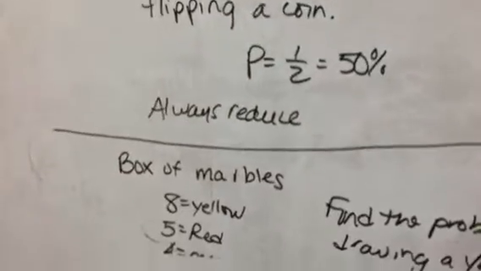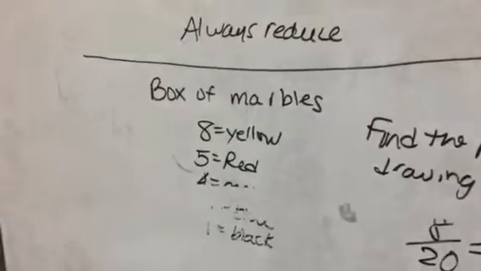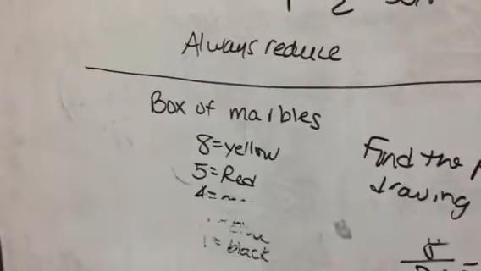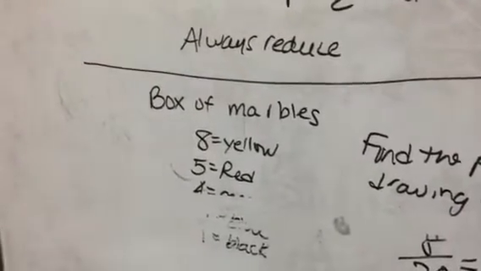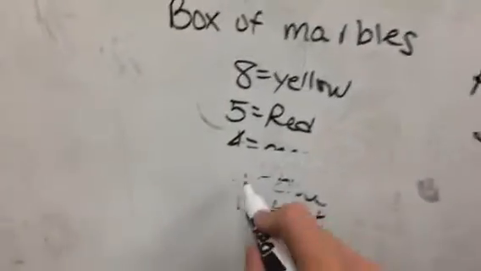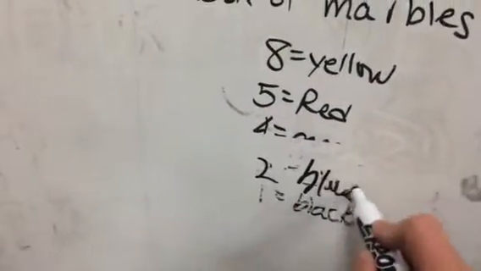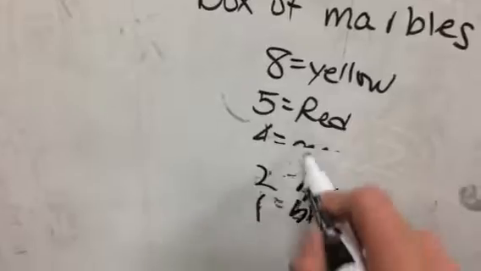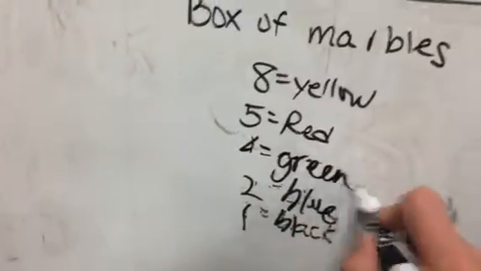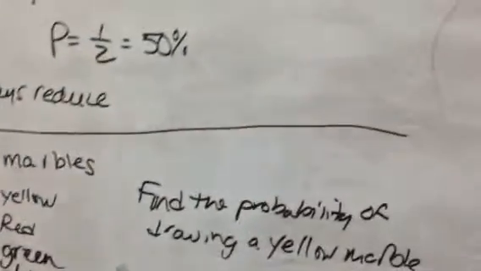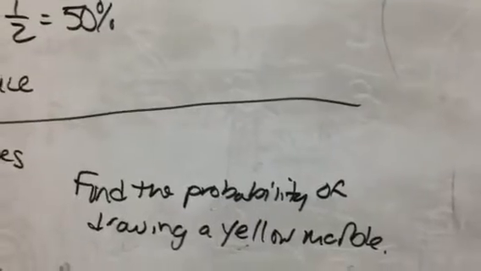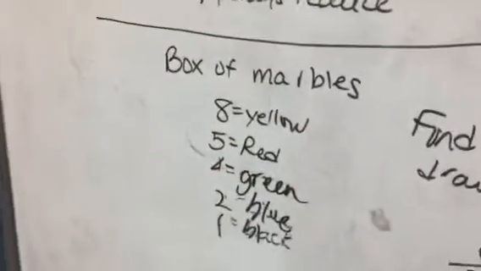So let's say you have a box of marbles, and for some reason I erased it. But let's say you had 8 yellow, 5 red, 4 green, 2 blue, and 1 black. Okay, I don't know why that got erased. So find the probability of drawing a yellow marble. So think about it. Okay, so we have 8 marbles.